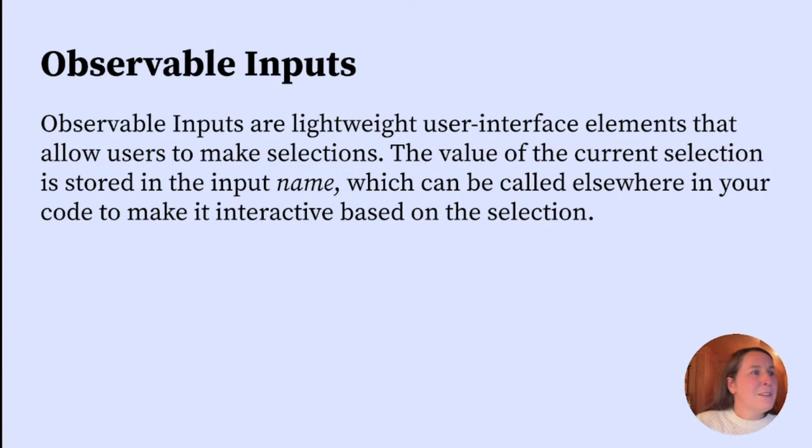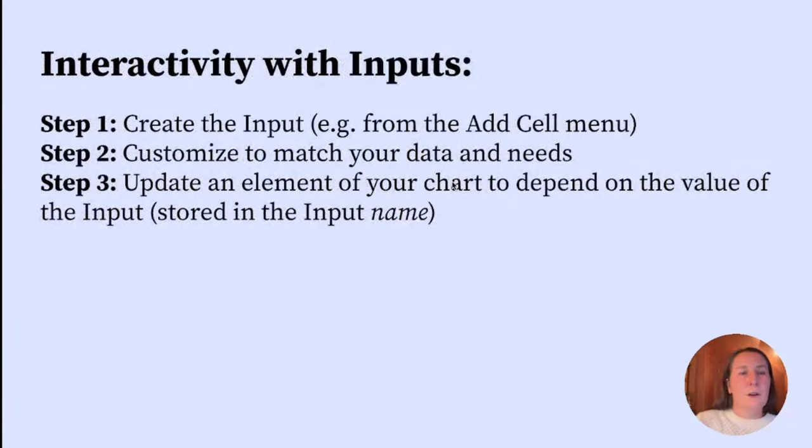Okay. So here, I'm going to go ahead and go through inputs a bit. So for interactivity with inputs, we're going to follow this pattern where we are going to do three steps. We're going to create the input. That's the first thing, like add a radio button to our notebook. The second thing is we are going to customize that from the defaults that are added to actually match our data and what we want it to show.